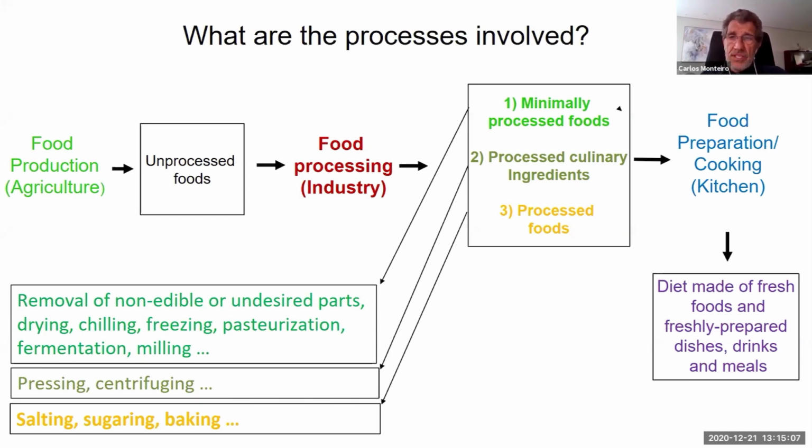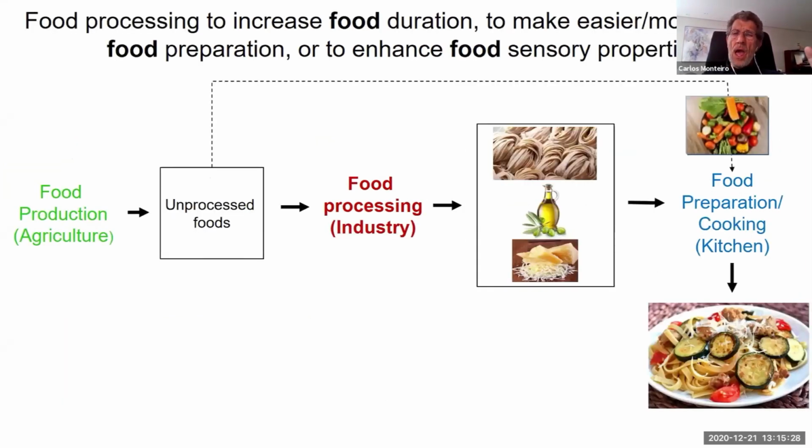What are the processes involved with these three food groups? Processes that, in theory, we could do in our kitchens: removal of non-edible, undesired parts, drying, chilling, freezing, pasteurization, fermentation, milling, pressing, centrifuging, salting, sugaring, baking. These are traditional processes done by the industry, but essentially could be done even in the kitchen. These three food groups are very important, and they are actually the basis of traditional diets.